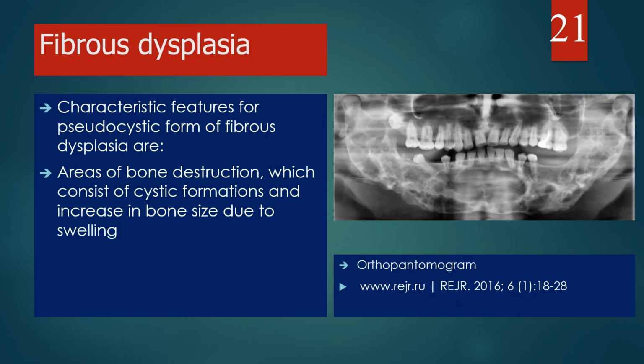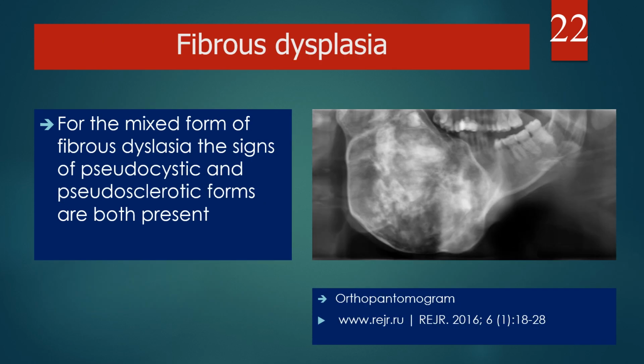The characteristic features for pseudocystic form of fibrous dysplasia are areas of bone destruction, which consist of cystic formations and increase in bone size due to its swelling. Here we can see orthopantomogram of a patient with pseudocystic form of fibrous dysplasia. For the mixed form of fibrous dysplasia, the signs of pseudocystic and pseudosclerotic forms are both present.